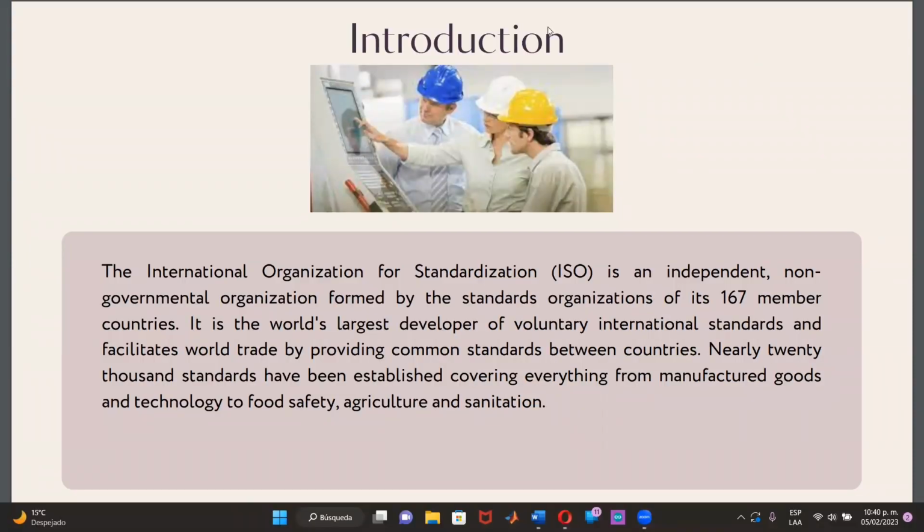The International Organization for Standardization (ISO) is an independent, non-governmental organization formed by the standards organizations of 167 member countries. It is the world's largest developer of voluntary international standards and facilitates world trade by providing common standards between countries. Nearly 22,000 standards have been established, covering everything from manufactured goods and technology to food safety, agriculture, and sanitation.